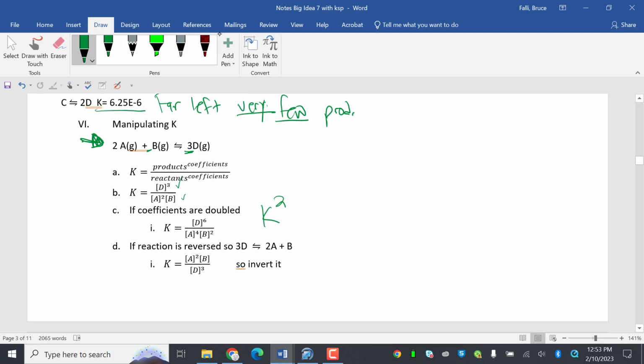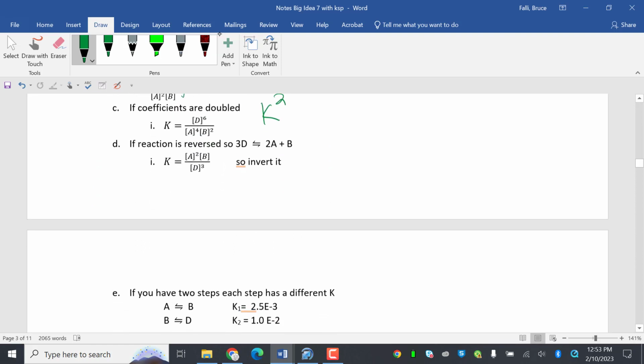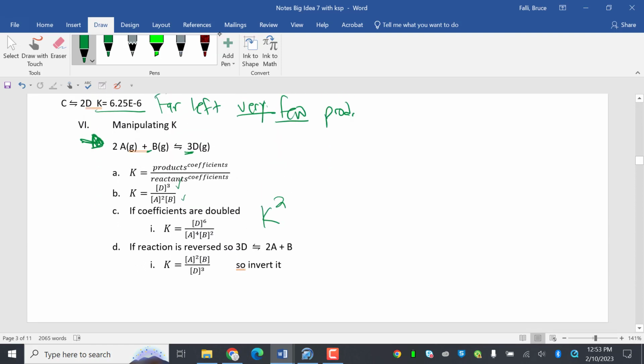If the reaction is reversed, we're going to invert it. This would be K to the negative 1, right? If I flip the reaction around, my products used to be my reactants, and my reactants used to be my products, so all I did was invert it. So that's K to the negative 1, okay? So if my K value was 20, and I reverse the reaction, my K would be 1 over 20.